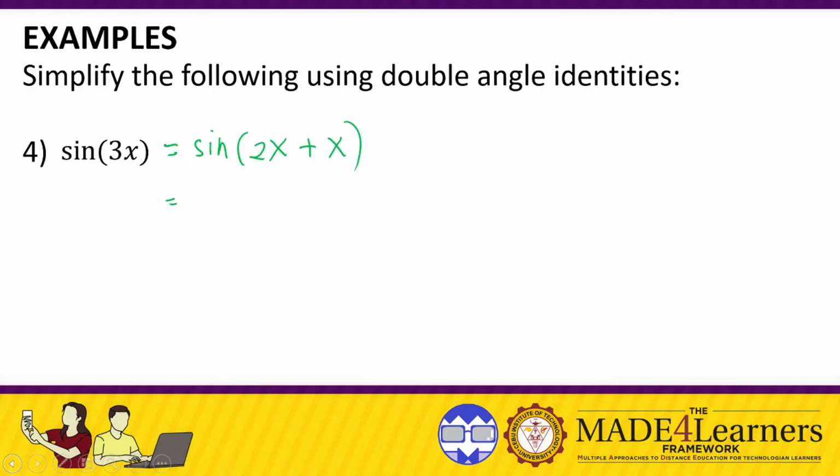So we have sine 2x plus x, and this is actually sin cos cosine. So we have sine 2x, so we're going to use sin cos cosine, sin cos cosine, because it is sine. So sine 2x cos x plus cos 2x sine x.